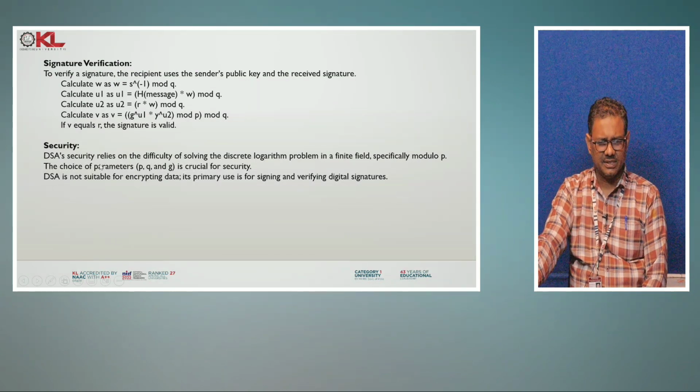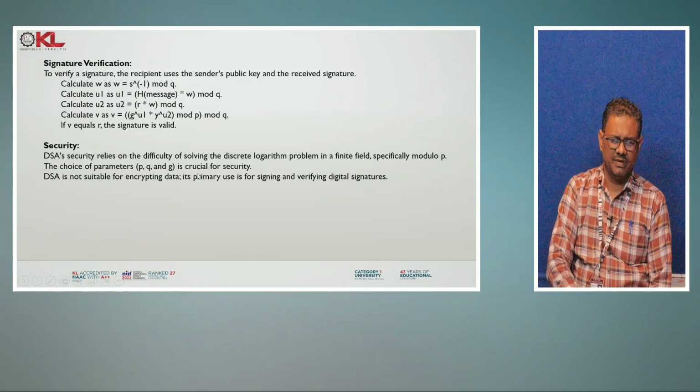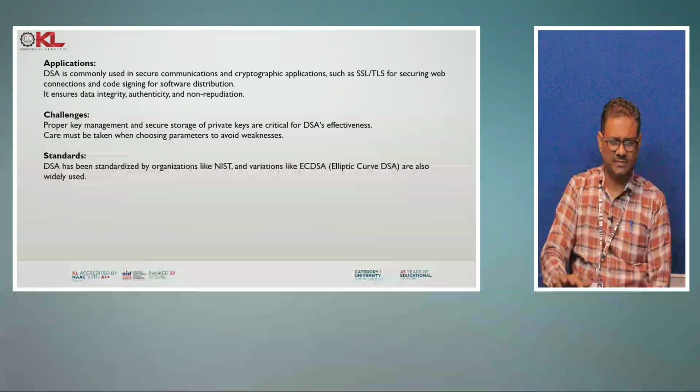Security. Digital signature security mainly depends on the difficulty of solving the discrete logarithm problem, especially modulo p. The choice of parameters p and q is crucial for security. DSA is not suitable for encrypting data. It is primarily used for signing and verifying digital signatures only. It is not used for encrypting the data, only for signing and verifying digital signatures.